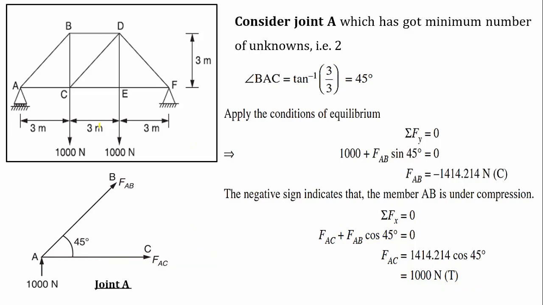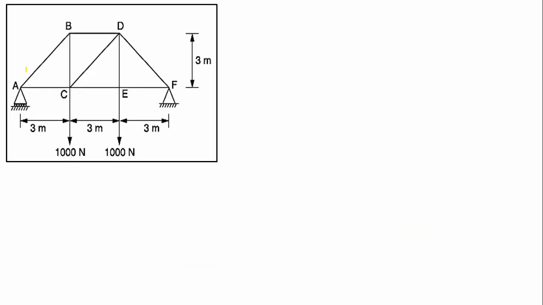Next we will go to another joint now. We have found out the member force in AB and the member force in AC. Next, which joint do we have to select? For example, if I am going to select joint C, you can see here we have member CE, we have CD, we have CB, and we have AC, right? So we have 4 members. Out of that, AC is known now. This is unknown, this is unknown, this is unknown. So if I am going to select joint C, there will be 3 unknowns.